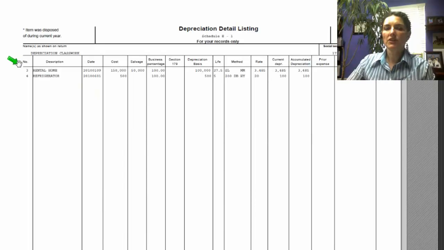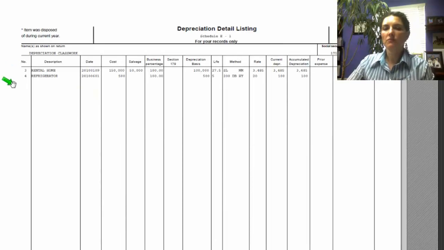Moving over to the second depreciation schedule, we have the rental home and the refrigerator. And although the refrigerator is the type of property that normally would be classified as 7-year property, because it is placed in service inside a residential rental, it is actually classified as 5-year property. And of course, the residential rental house is 27.5-year property.